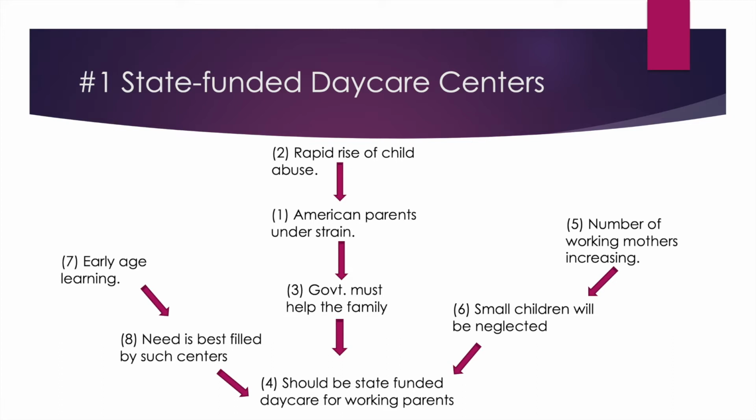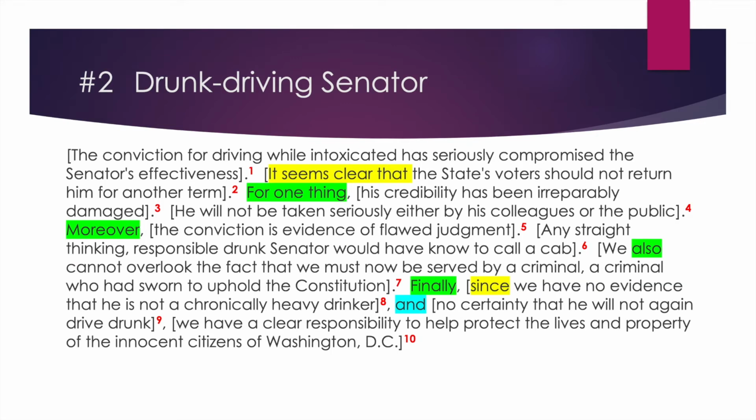So let's take a look at item number 2. This is the example on the drunk driving senator. And we want to do the same kind of thing. We want to read through the argument clearly and slowly, marking it up, bracketing and numbering the assertions, paying attention to different indicators and other words and phrases that help us figure out what the structure of the reasoning here is. So as we begin, the first sentence functions as the first assertion in the argument.